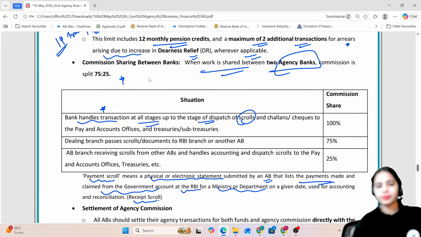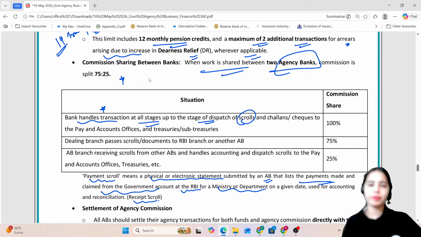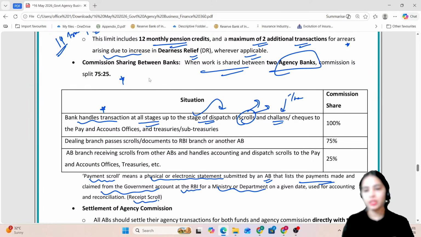Okay, so basically if the bank is making the payment or getting the receipt, as well as the bank itself dispatching the scrolls, that is the electronic statement or the physical statement, and the challans, that is the transactions or the checks, to the pay and accounts offices and treasuries or sub-treasuries, that means the whole process is undertaken by an agency bank, so it will get 100% of the commission share. But let's say that the dealing agency bank branch passes the scrolls or documents.